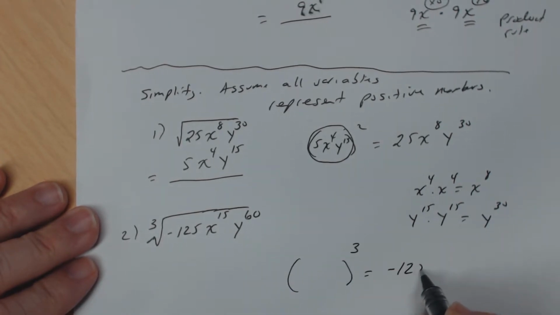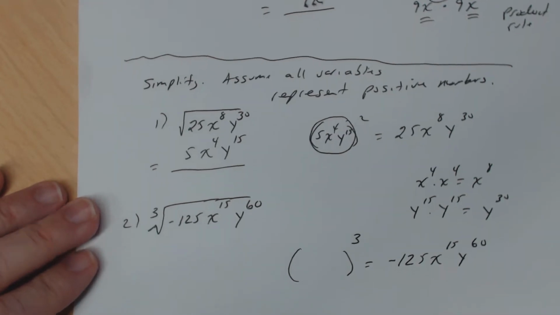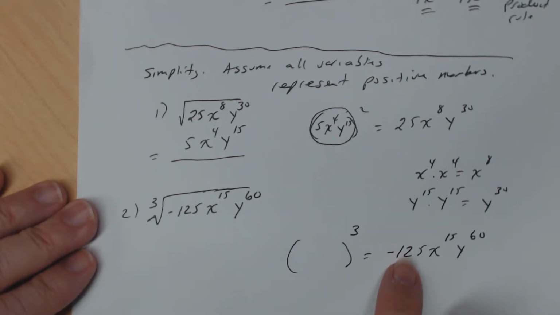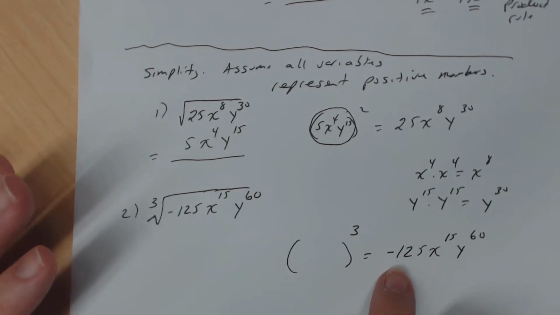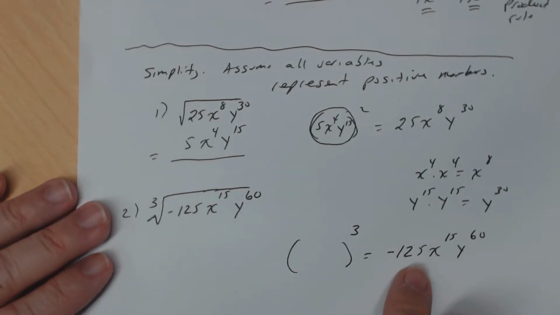So it's negative 125, x to the 15th, y to the 60th. Okay, so if you think about negative 125, try some numbers. You have access to a calculator. 3 times 3 times 3 is not going to work because that's 27. 4 times 4 times 4 is not going to work because that's 64. 5 times 5 times 5, if you look at it, is 125, but I need a negative.